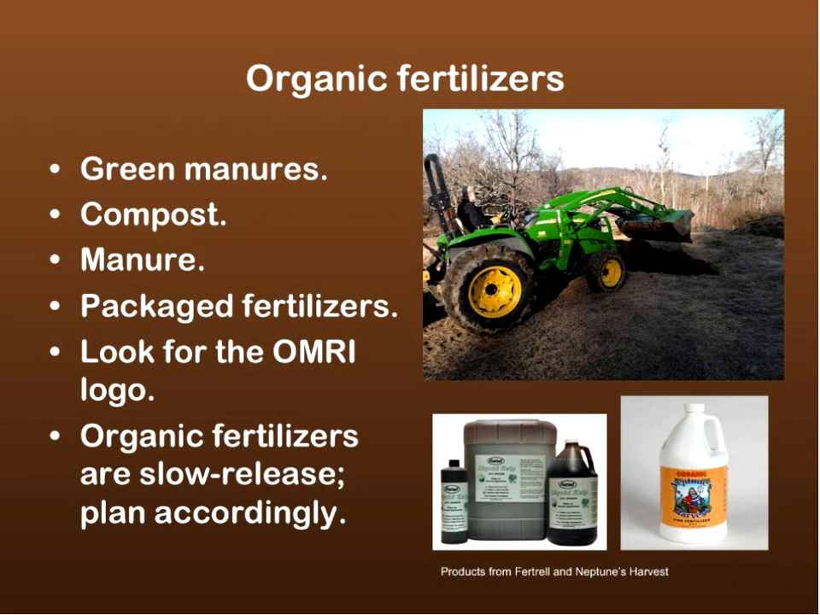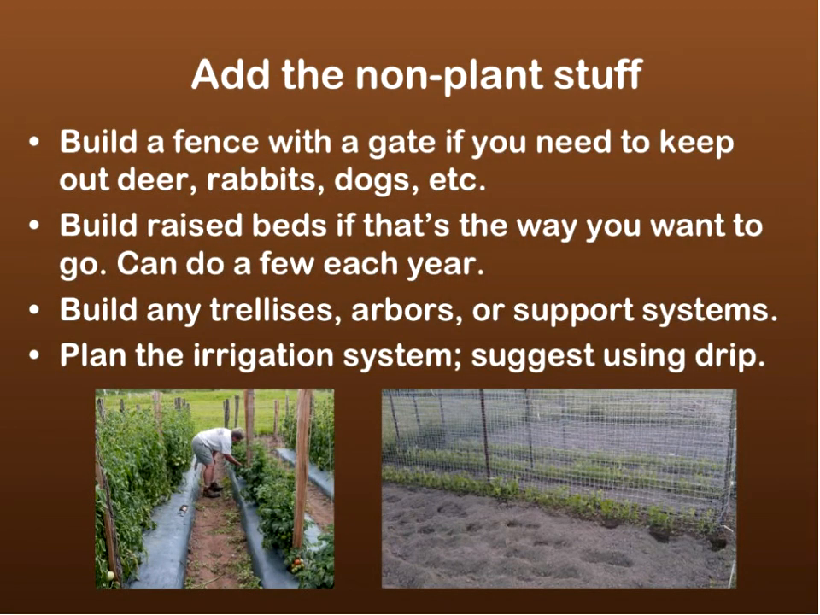I encourage people to look for the OMRI label, and that's the Organic Materials Review Institute, and I will show you a close-up picture of that logo a little bit later. And then people need to keep in mind that most all organic fertilizers, whether it's compost or even a packaged product, is a slow-release form of fertilizer. We don't have very many quick-release organic fertilizers, so you have to plan accordingly and have what you need in that soil, because we don't usually have a good way to meet immediate needs, particularly for nitrogen.